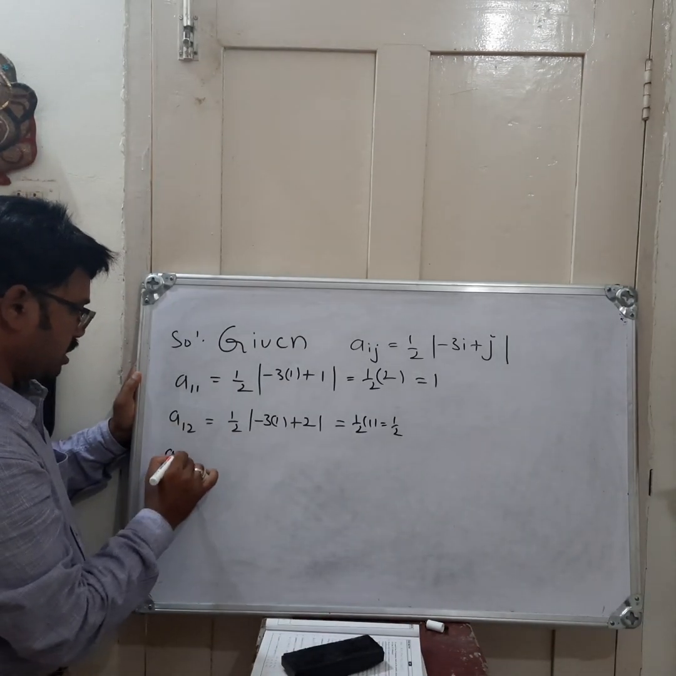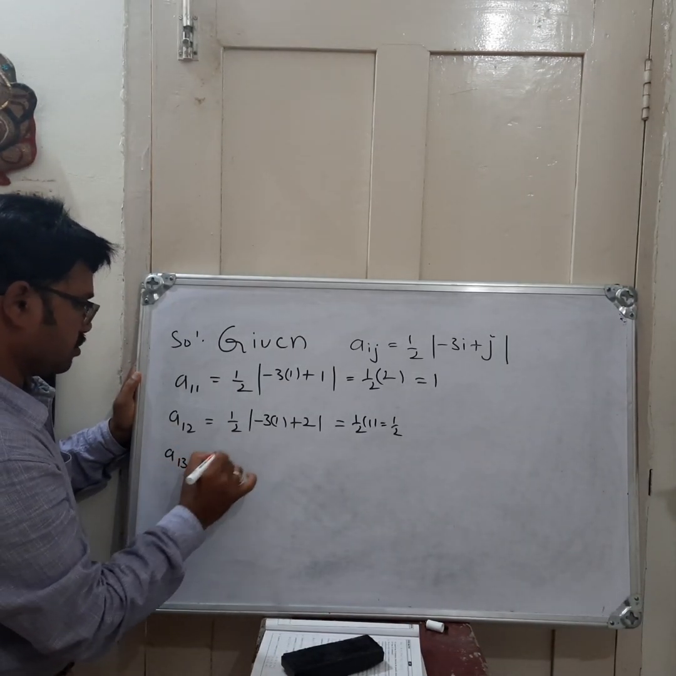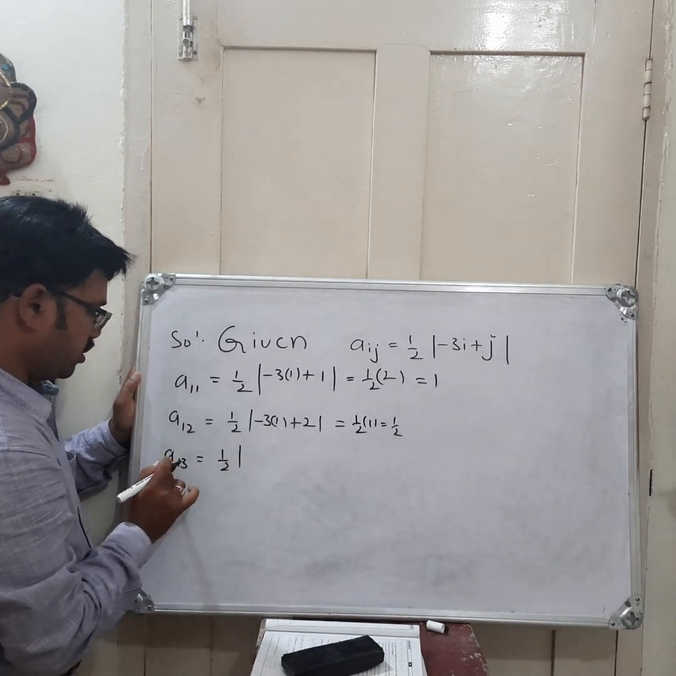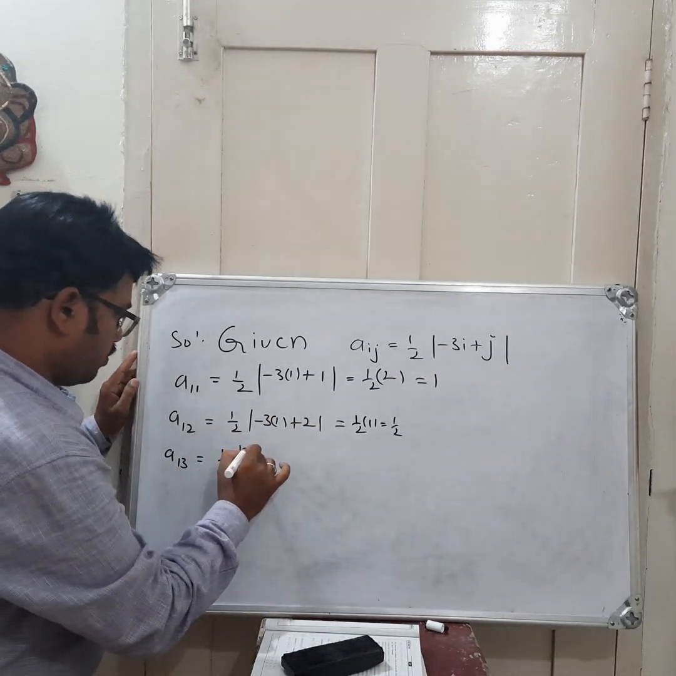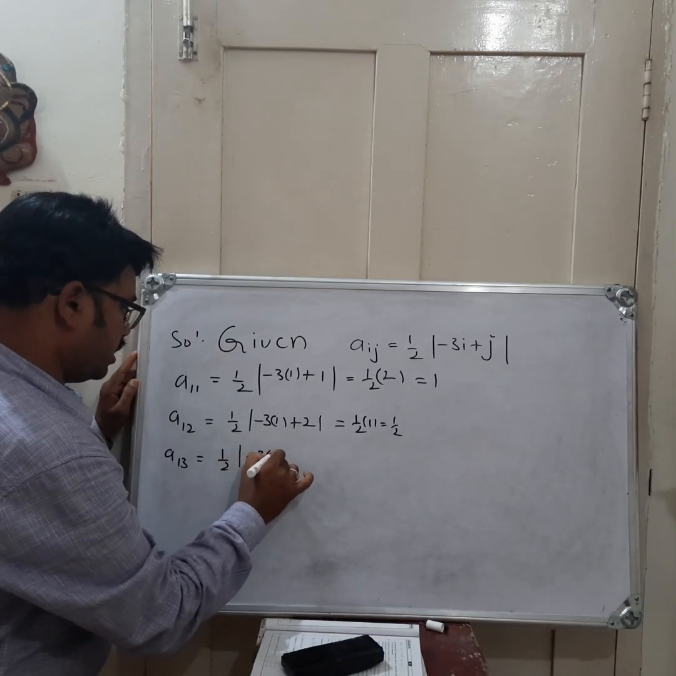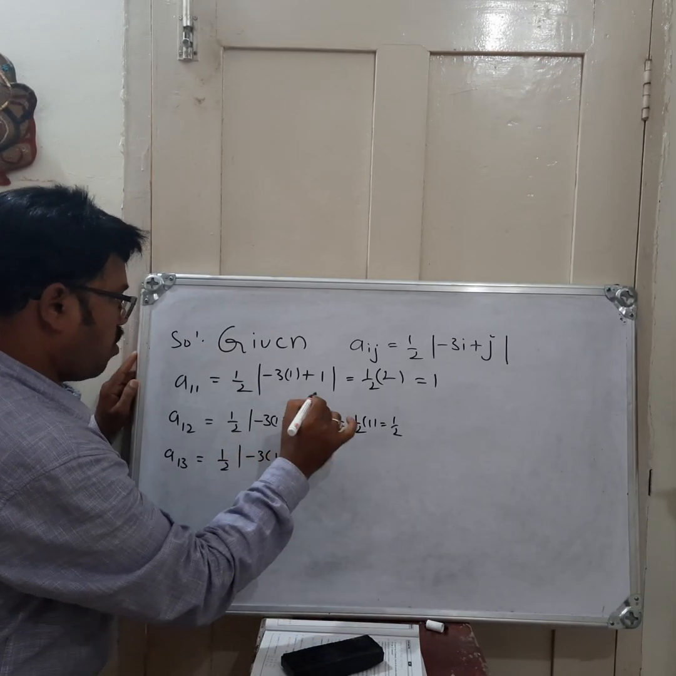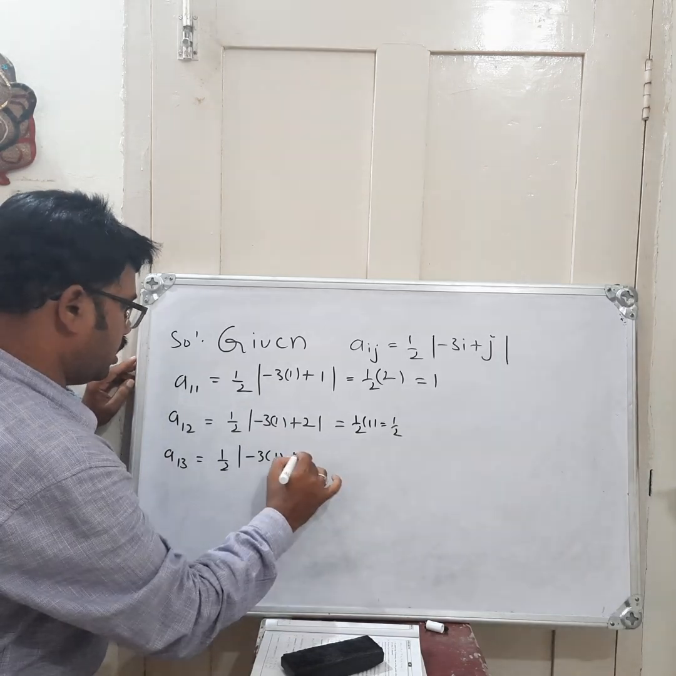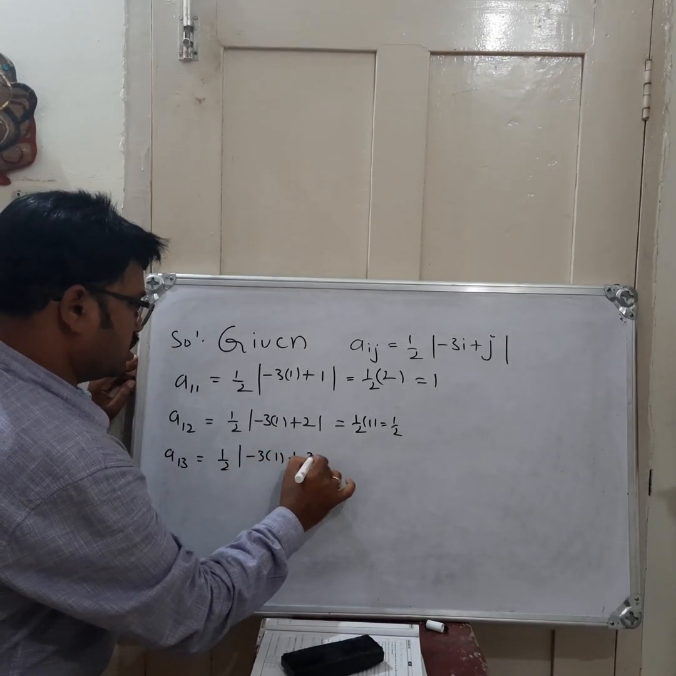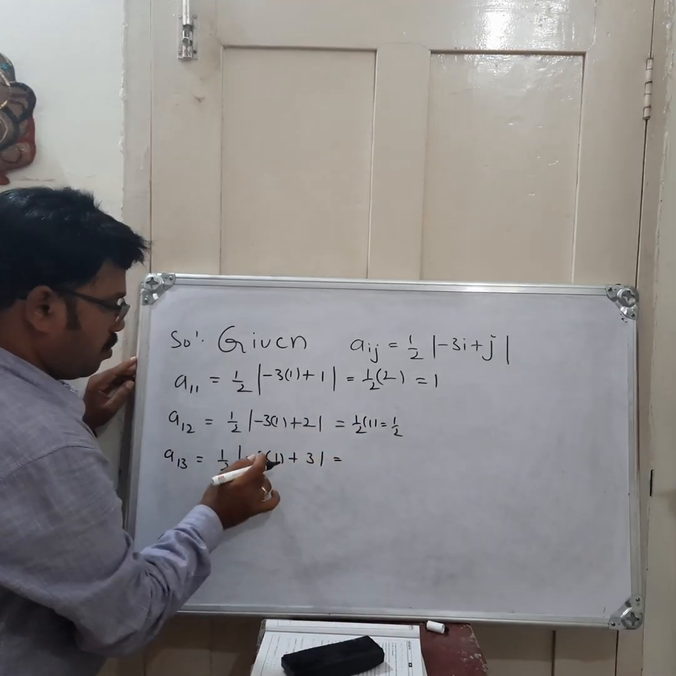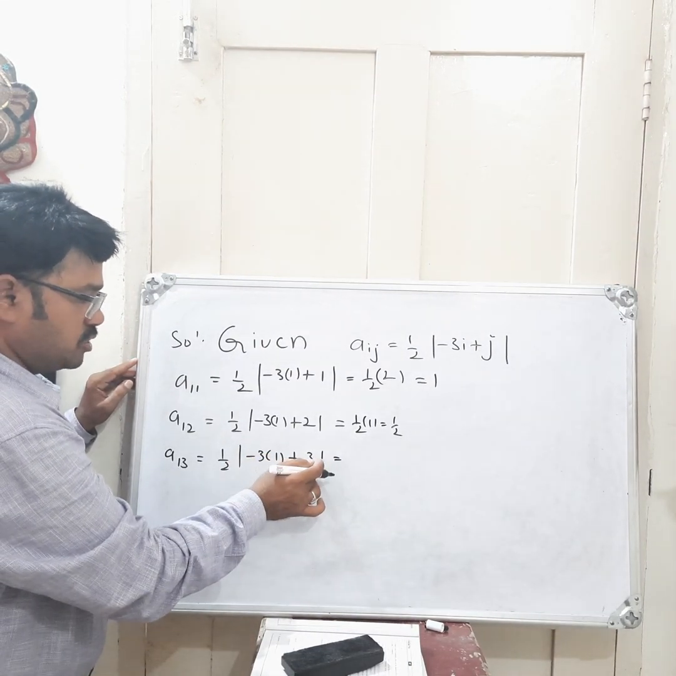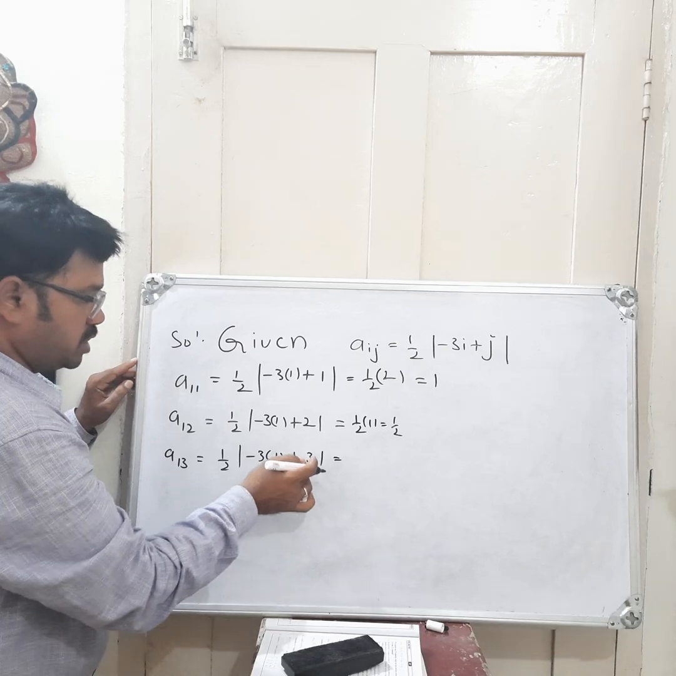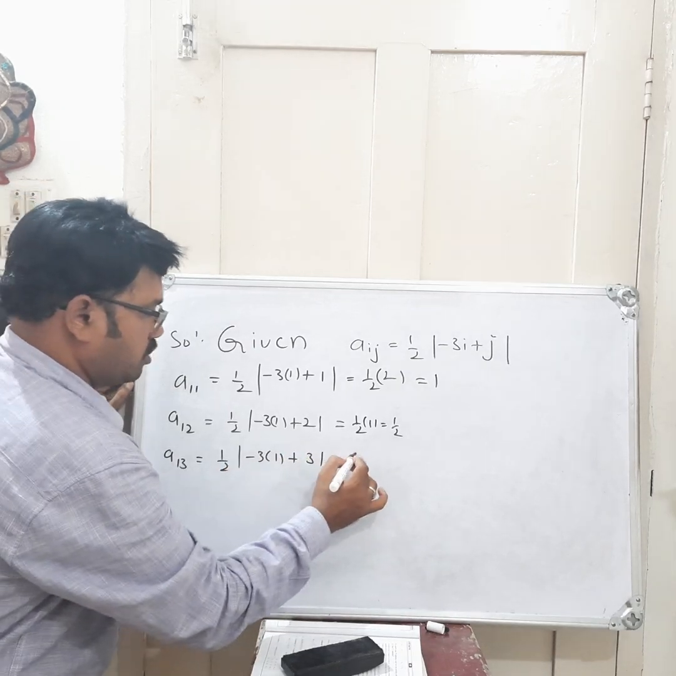Next element is A13. Here you take i equal to 1 and j equal to 3. Next, this value is minus 3 into 1 plus j value is 3. Then minus 3 into 1, minus 3 plus 3. So minus 3 plus 3 value is 0. So modulus of this value 0 means 0 only. 0 into 1 by 2, the value is 0.